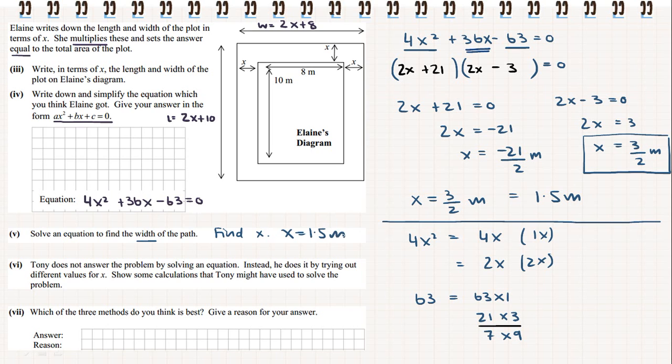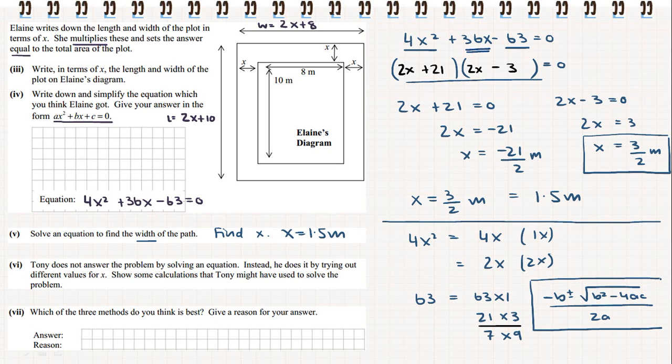If you have trouble solving the quadratic equation just using the brackets, remember you can always use minus b plus or minus the square root of b squared minus 4ac all over 2a. So that's the formula in order to find x. You still find your two values, and again you have to pick the positive value in this case because we're talking about the length of something.